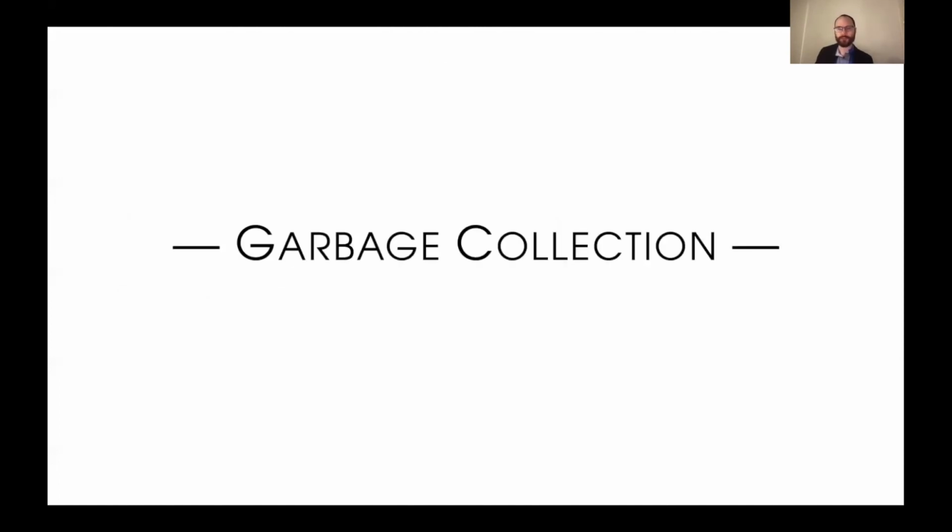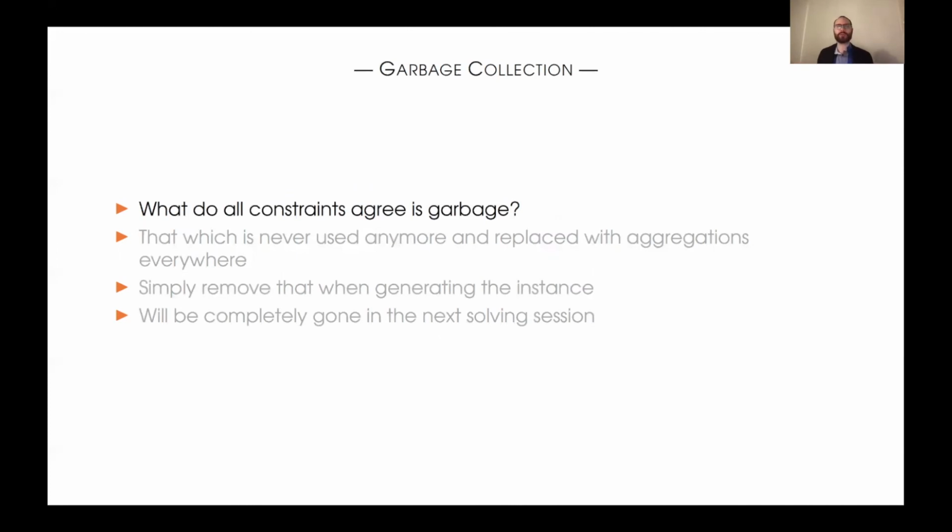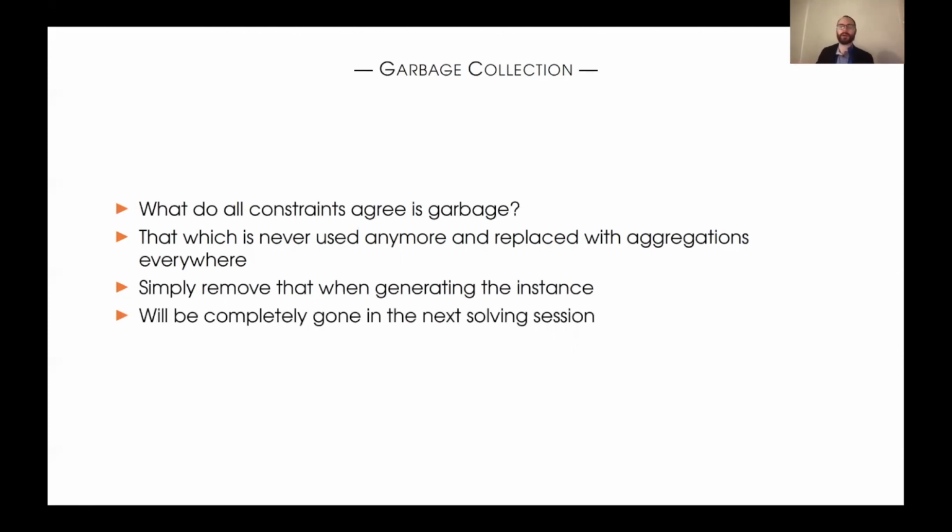Okay, garbage collection, right? This is the last step. What do all constraints agree is garbage, right? We saw that some things were not needed anymore. It's replaced by aggregated value, right? That which is never used anymore and replaced with aggregations everywhere, right? We can simply scan the model, or scan the instance rather, and see, okay, what is not used anymore, right? Simply remove that when generating the instance, right? It will still be in memory during that compilation, but we removed this once, and now we'll remember that in all future compilation steps, right? It will be completely gone in the next solving session and future solving sessions.